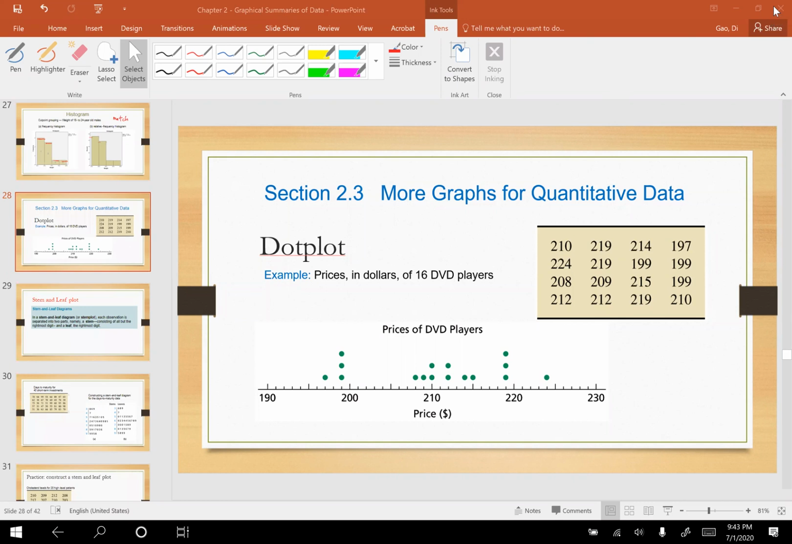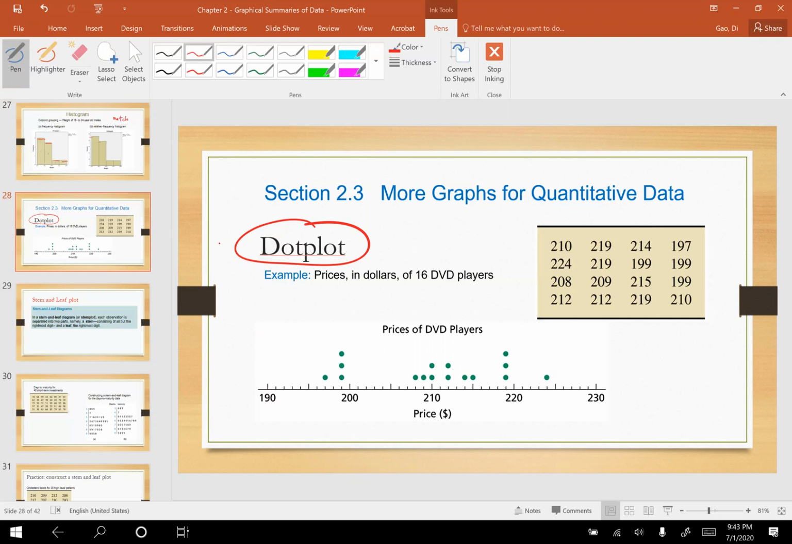Let's start from section 2.3. In section 2.3, we're going to talk about more graphs for quantitative data. The first one we're going to discuss is the dot plot. The concept for a dot plot is pretty straightforward, but it can show a visual graph that lets us know what the data looks like, or how the data is distributed.